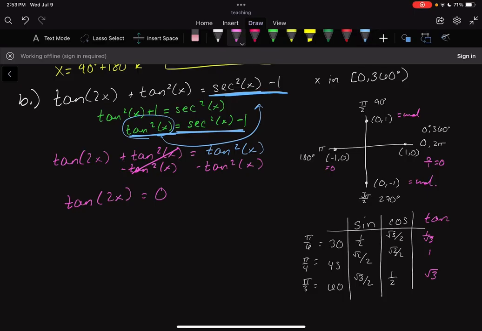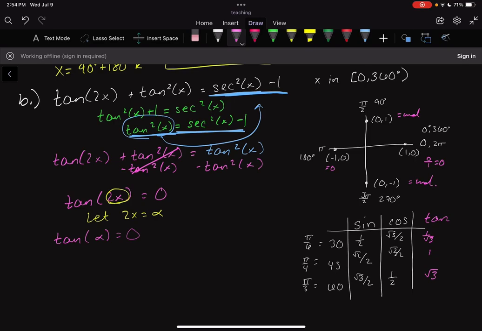Now, this problem has become very similar to 4.3 at this point. So I'm going to treat it as such. So I usually like to let my parentheses equal something else whenever I have something like this. So I'll let 2x equal, let's just say alpha. So then I have tangent alpha equals 0, and that brings it to a 4.2 problem. So now tangent alpha equals 0.